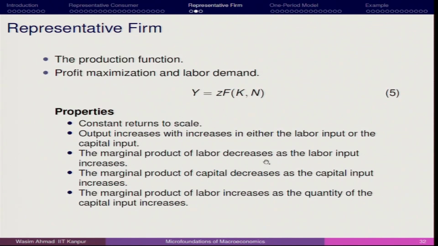The marginal product of labor decreases as the labor input increases. Marginal product is nothing but the additional increase in output due to an increase of 1 unit of labor. So if you are continuously increasing the labor, in the beginning when you added 1 to 2, it helped you to augment the output, but when you keep adding continuously, after some time the change in output will decline. So you will not have the same growth.